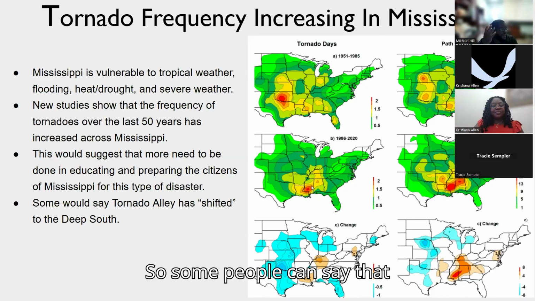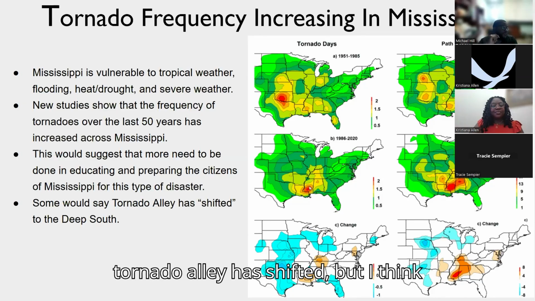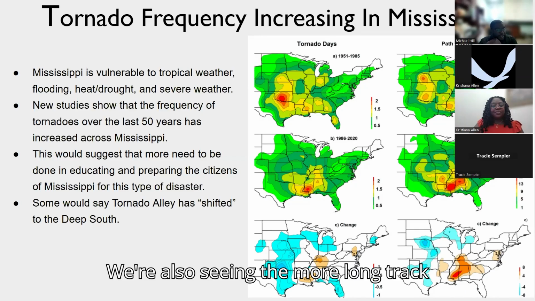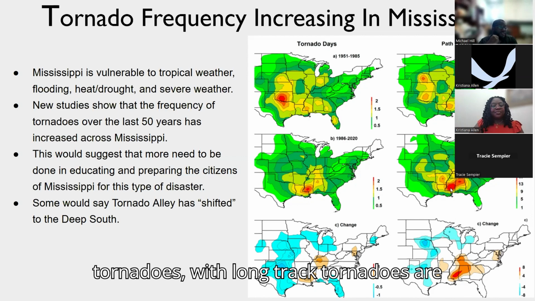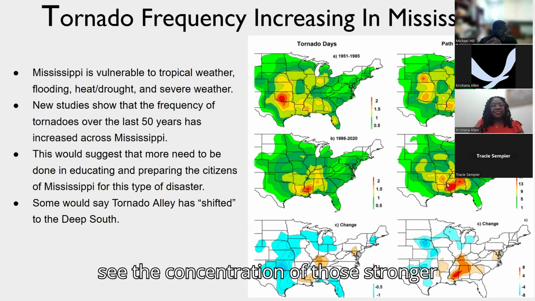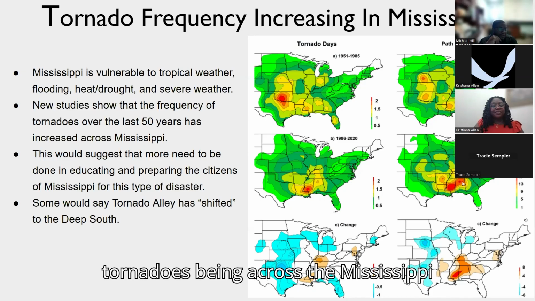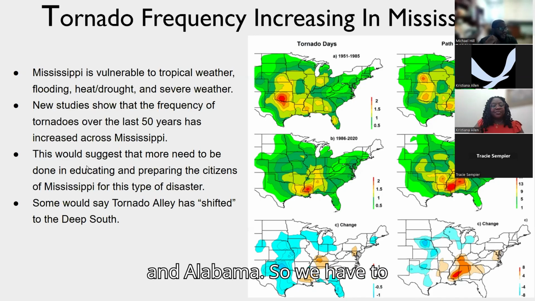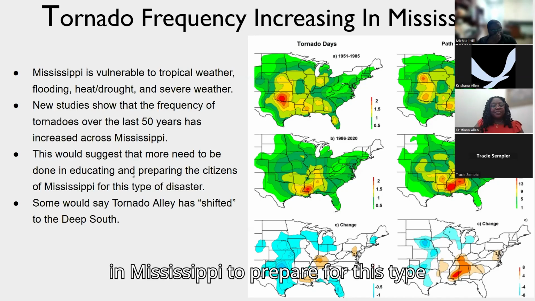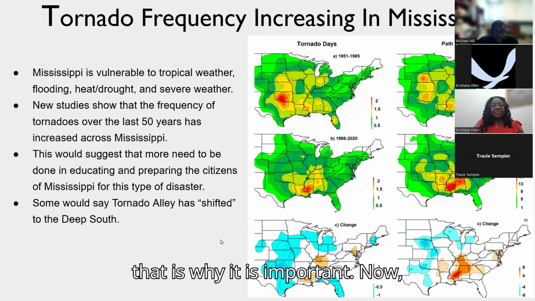So some people can say that tornado alley has shifted, or I think we're just seeing more frequent ones here. And also, not to mention, we're also seeing more long track tornadoes, which are stronger, across Mississippi. As you can see, this was from the 1950s to the 85, and now you see the concentration of those stronger tornadoes being across Mississippi and Alabama. So we have to be prepared for tornadoes and do more educating of citizens in Mississippi to prepare for this type of disaster across the Deep South. So that is why it is important.